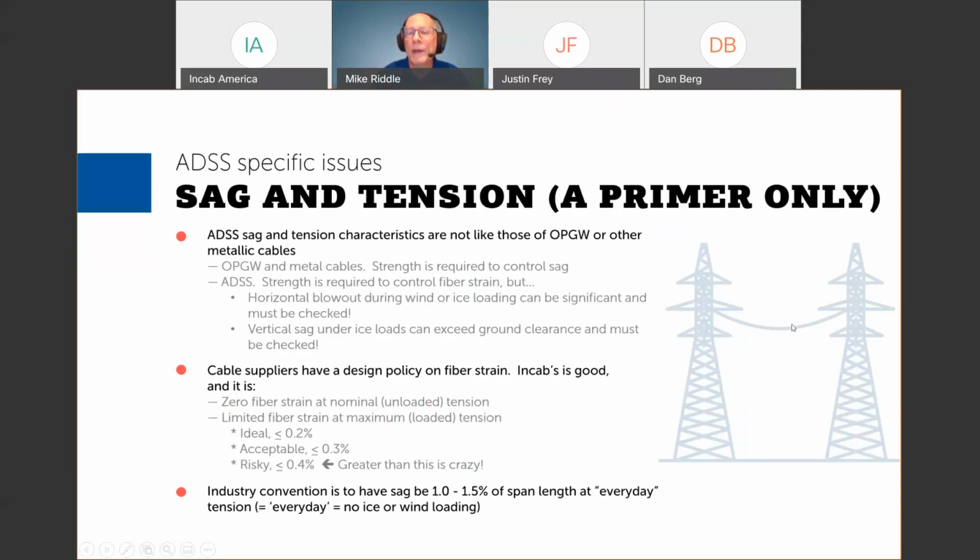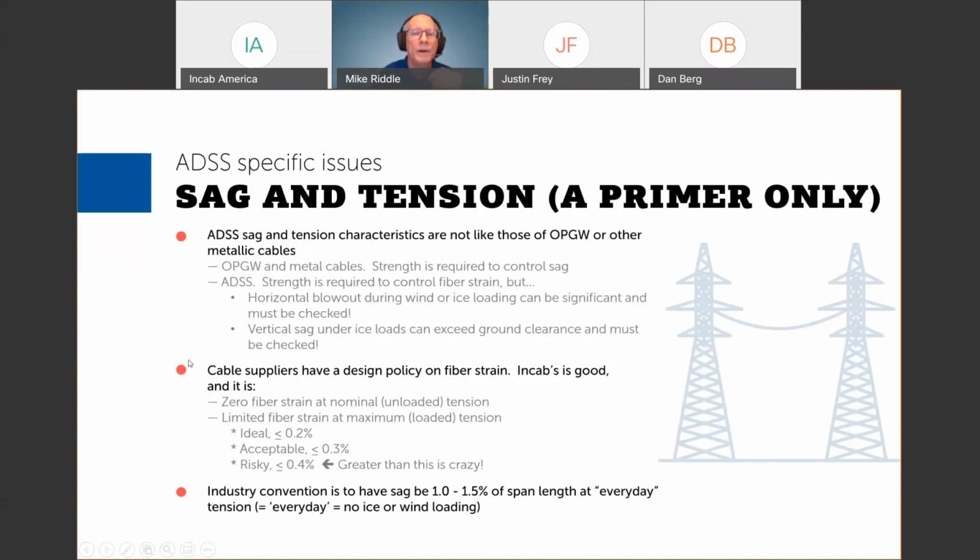So when a cable sags, it has a vertical component, which is what you can see here. But when there's wind blowing on it, there's also a horizontal component, and you need to check that. The vertical sag under ice loads with ADSS can cause the cable to exceed ground clearance limits, and so you have to check that as well.